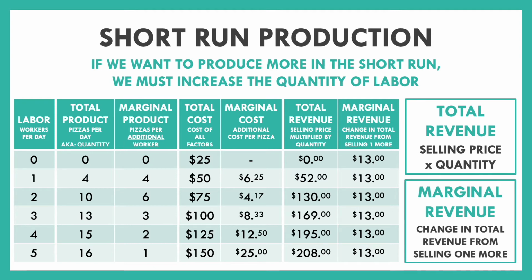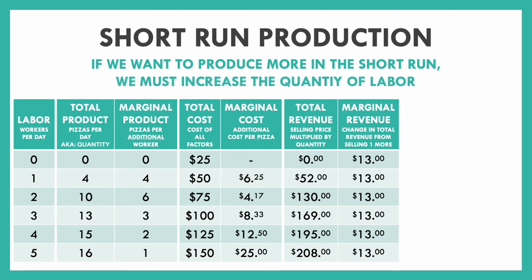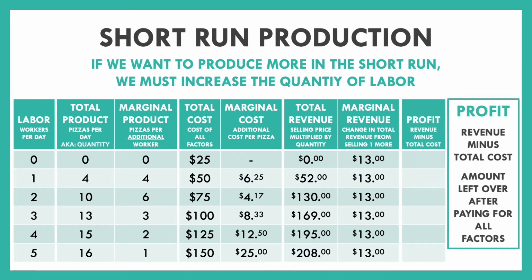Because that's the last column we're going to look at, this idea of profit. Profit is the total amount of money we make after we pay for all those factors of production. It's the total amount of money that we make and get to go home with after paying our bills. And the way we find this is taking our revenue minus our total cost. So let's start off with 0 workers. If we have 0 workers, we said we made no money because we didn't sell any pizzas, but we still had to pay for the rent.